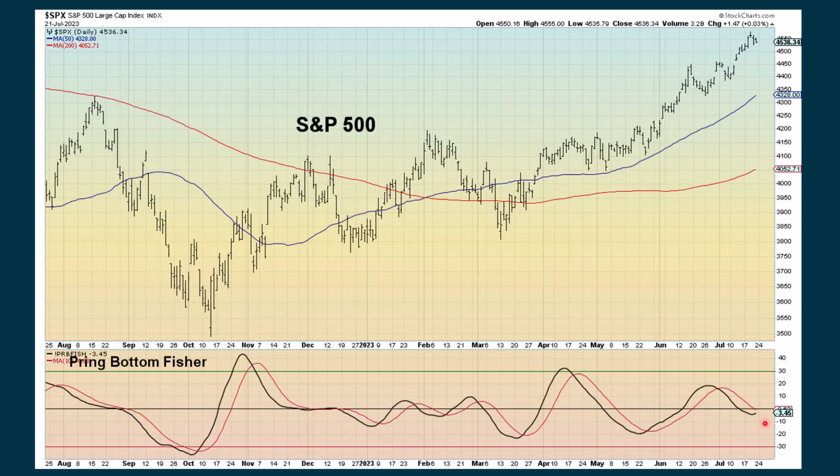We also look at the Pring bottom fisher. This is actually getting a little interesting, but it's also negative at the same time. We're not generating a buy signal right now. That happens when we cross above the black line. We are turning up. That could generate a buy signal, but at the same time, we're not at a real deep reading right now. That's kind of secondary overall, but we want to see this at a lower level and then start to turn up. That typically marks some kind of a bottom in the market.